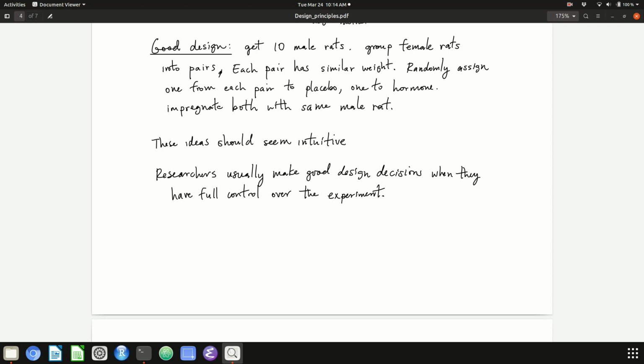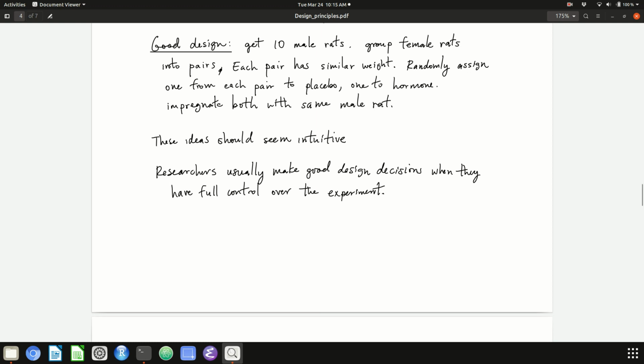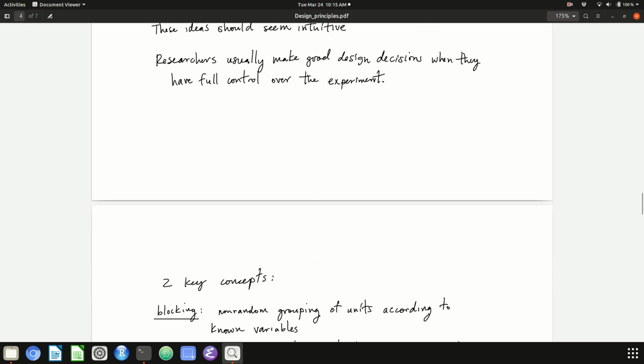So this should seem kind of intuitive. We're controlling for the weight of the female rat by giving an equal allocation of the number of light rats and heavy rats to the 2 treatment groups, and we're making sure that the paired female rats get impregnated with the same male rat. Okay, so these ideas should seem pretty intuitive, and I think that generally researchers make good intuitive design decisions when they have full control over the experiment.